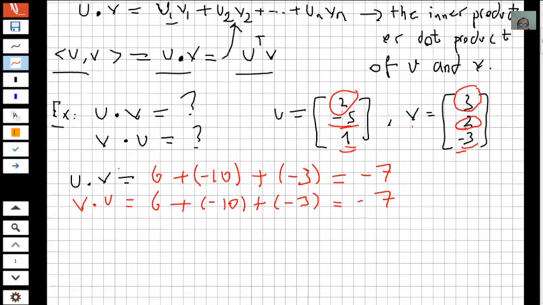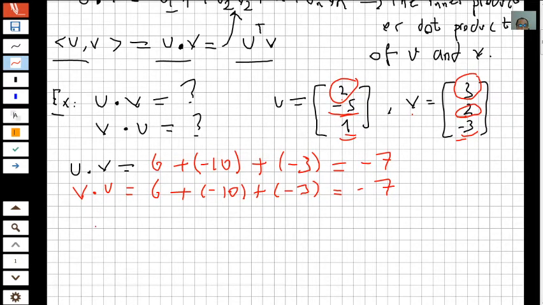And from this example we see, and this can be generalized, U dot product V is equal to V dot product U, which means that we have the commutativity property, namely we can change the places of the vectors for the inner product. The order is not important when we apply this operation. We can change the places of them because we have the same result. This is one of the properties of the inner product in real vector space.